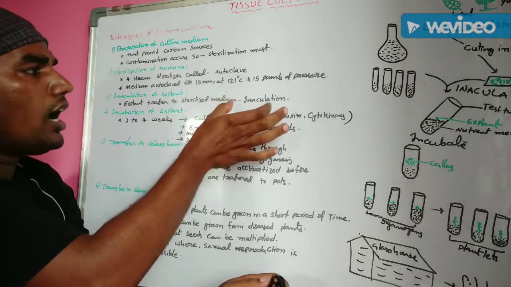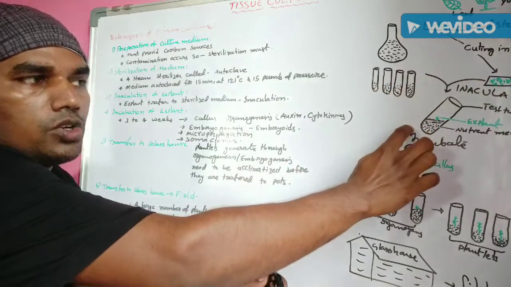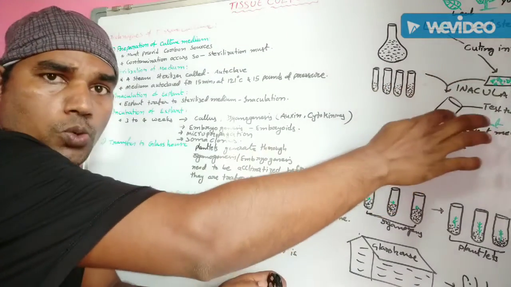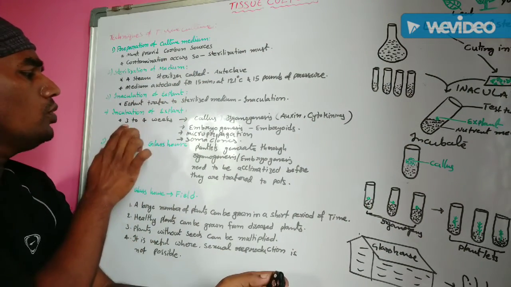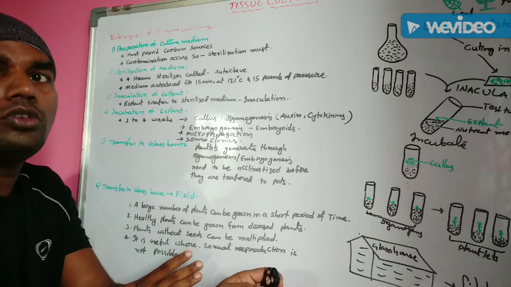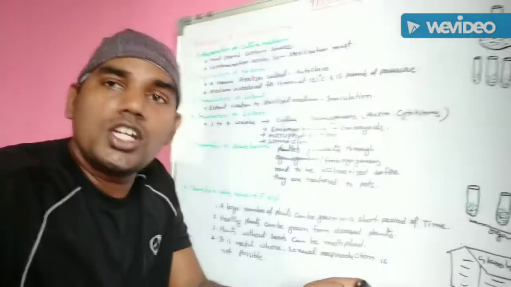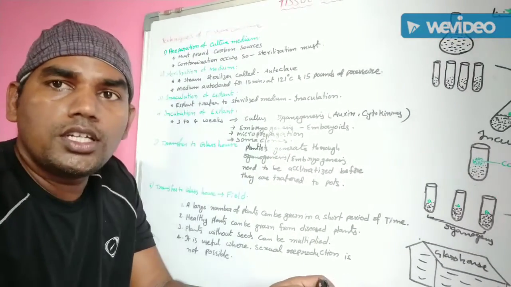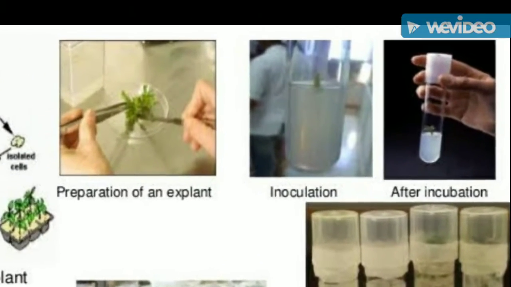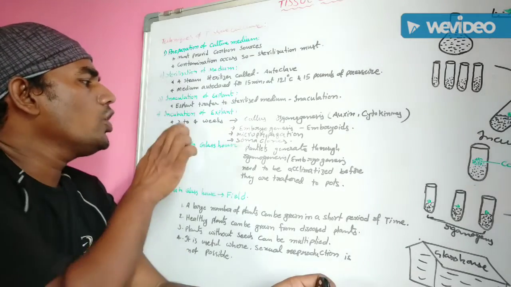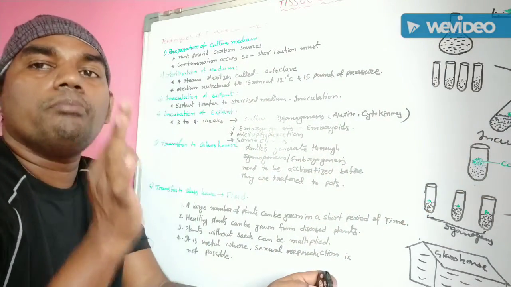After inoculation, the explant is inoculated into the medium. This entire set of test tubes is incubated up to 3 to 4 weeks. 3 నుంచి 4 వారాలు దాన్ని ఇంక్యుబేట్ చేస్తాం. Okay, you are using an incubation chamber. Look at this. In the incubation chamber, you incubate for 3 to 4 weeks after inoculation of the explant in the nutrient medium.